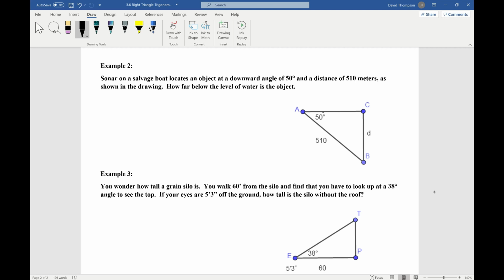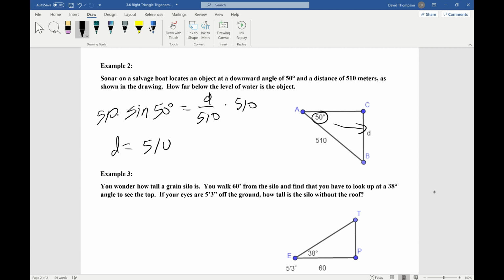So we have our 50-degree angle and our d is opposite. So our ratio is going to be sine of 50 equals opposite over adjacent. So it's going to be d over 510. We're going to cross multiply, so d is going to be equal to 510 times the sine of 50 degrees.